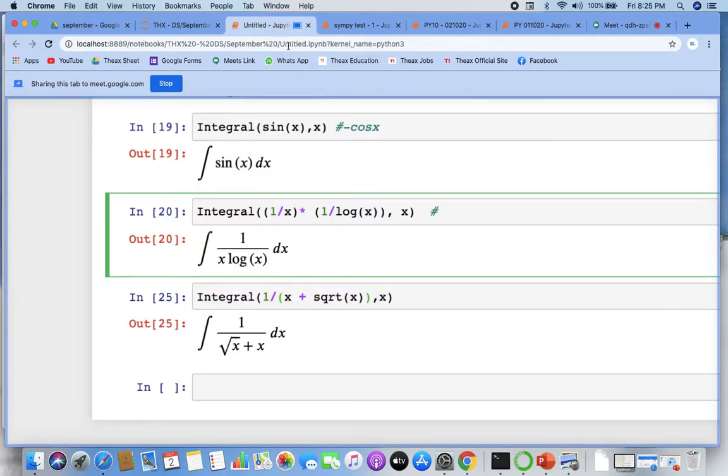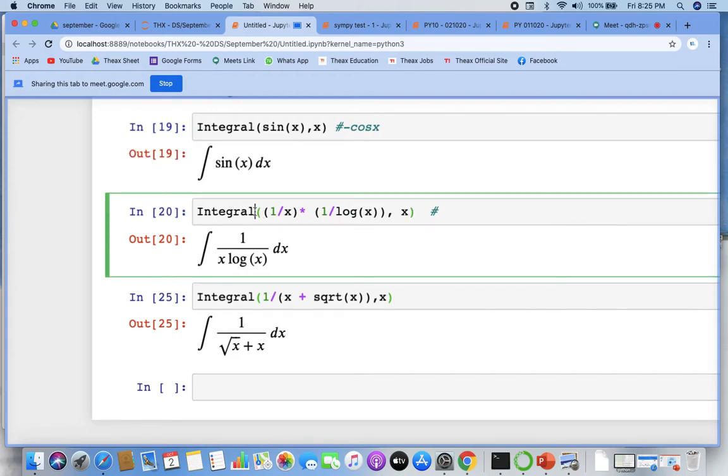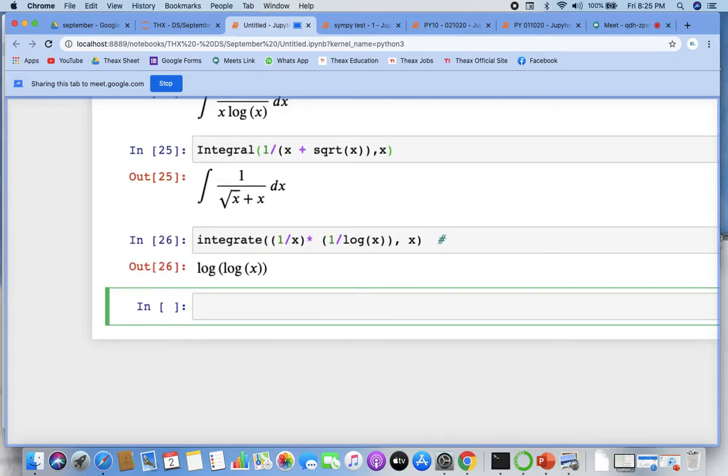Okay, fine. Third answer. What is the function you will be using to solve? Integrate. So that's it, very easy. Copy, paste, integrate, run. Log of log x, done, the answer. Right? What is the answer? Log of log x.